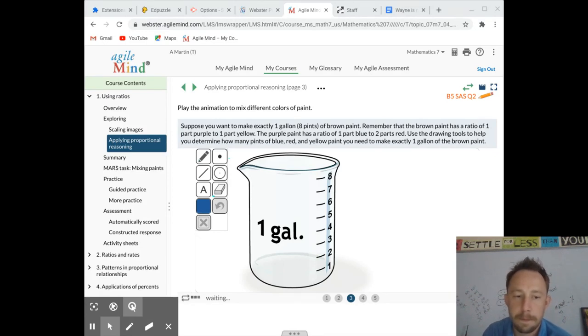Suppose you want to make 1 gallon of brown paint. Remember that the brown paint has a ratio of 1 part purple to 1 part yellow. The purple paint has a ratio of 1 part blue to 2 parts red. Use the drawing tools to help you determine how many pints of blue, red, and yellow paint you can use to make exactly 1 gallon of the brown paint. All right. So it's going to get a little interesting here. Let's see what we can come up with.